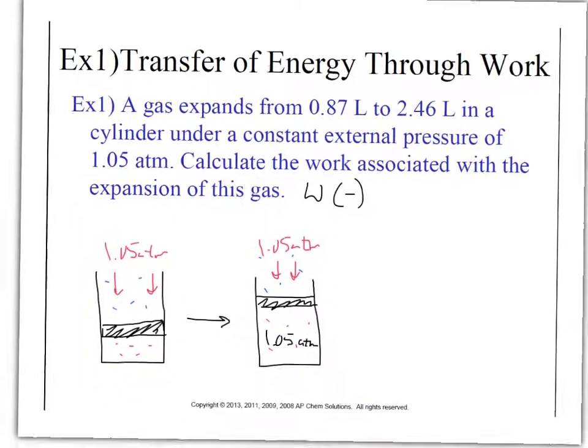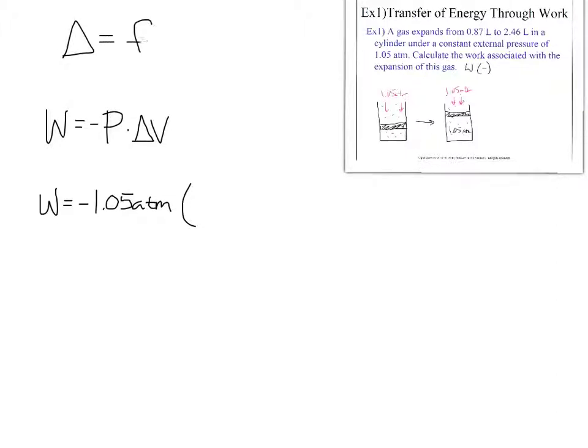So let's go ahead and test this out then. We know that work is equal to the negative of the pressure times the change in volume. And pressure is 1.05 atmospheres. And the change in volume, remember, change in anything is equal to the final minus the initial. In this case, our final volume was 2.46 liters, and our initial volume was 0.87 liters. And so to get the delta V, we just subtract initial from final.